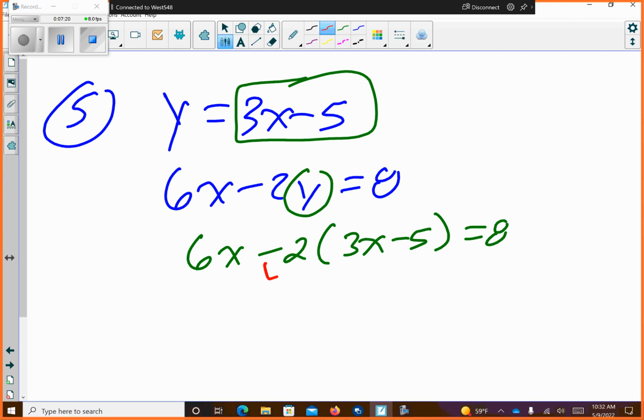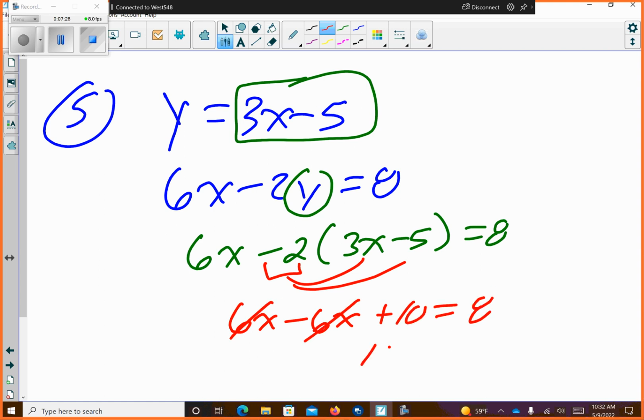I'm going to distribute the negative to both. So I get 6x minus 6x plus 10 equals 8. Those cancel. Is 10 equal to 8? Nope, no solution. Everything else good?